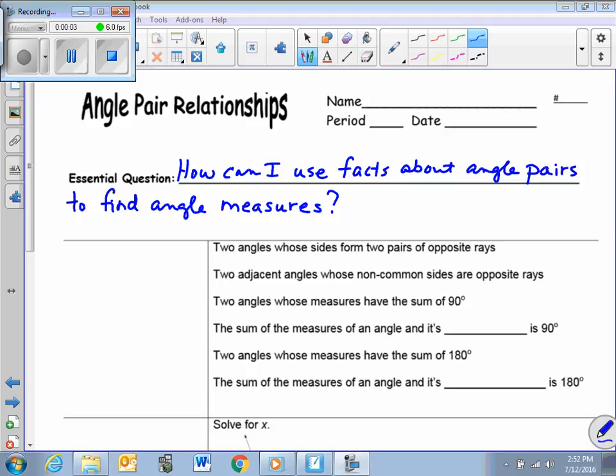Today's lesson is on angle-pair relationships, and I'm re-recording this because I made a couple of errors the first time. So I'm leaving the essential question here. Take just a second, write down the essential question, or you can do it at the end, and I'm just going to roll on. Essential question: how can I use facts about angle pairs to find angle measures?